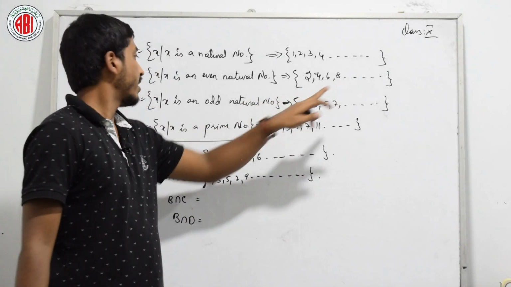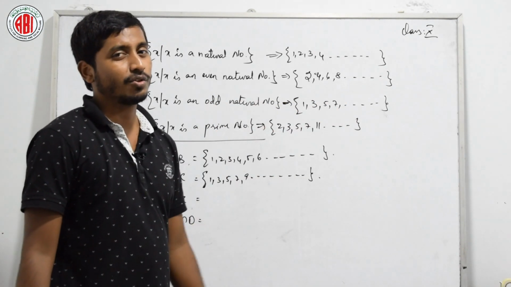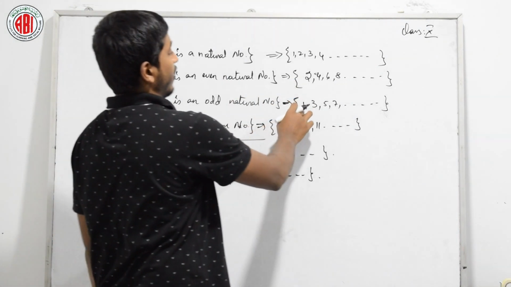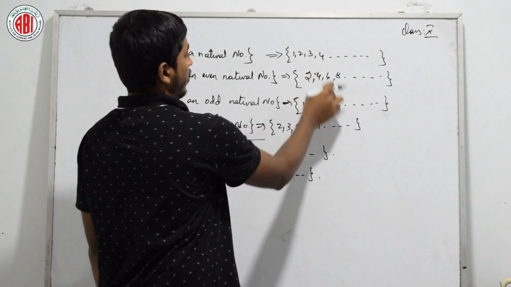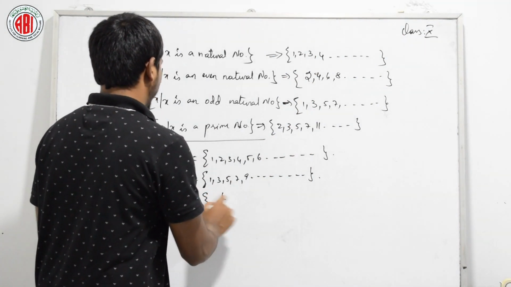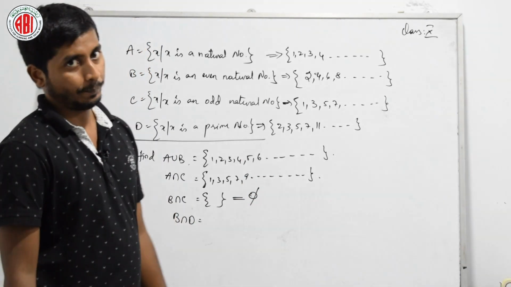The next is B intersection C. B is 2, 4, 6, 8 and so on. C is 1, 3, 5, 7 and so on. Is there anything common in those both? There is nothing common between even and odd numbers. Can you find any? No 1, no 2, no 3, no 4, no 5, nothing. There is nothing common between B and C, which is nothing but a null set.